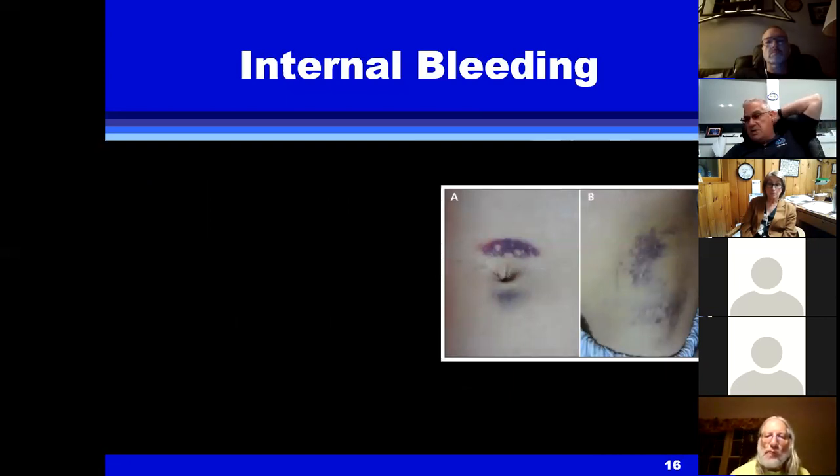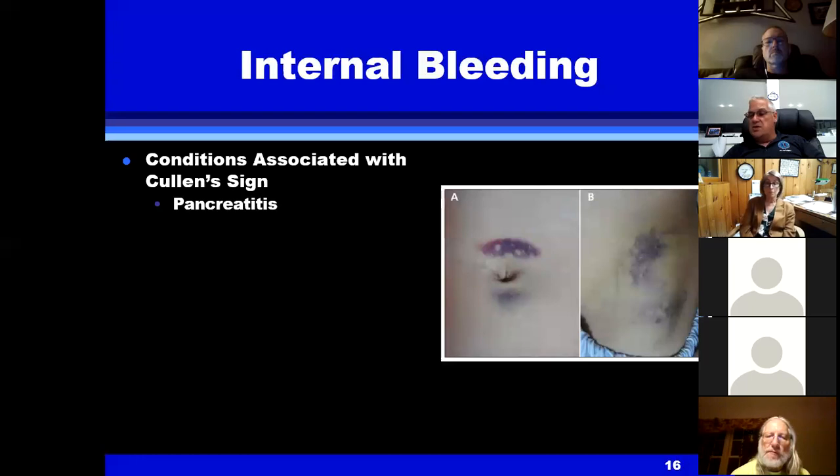Free blood in the abdomen acts as ipecac, makes them vomit and stuff like that. So it's all different things that you can see. So pancreatitis again. Not that we see many ectopic pregnancies anymore, but it can happen, especially if you live in a place where women don't tend to have access to a lot of prenatal care. But if you had a ruptured ectopic pregnancy, you can see it.